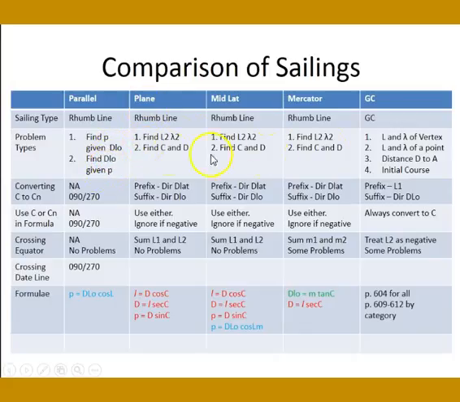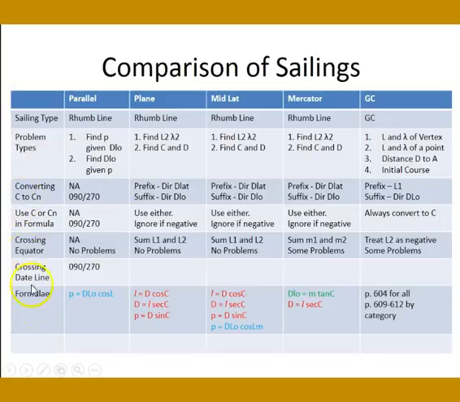For these three sailings, there's only two types of problems. Find the latitude and longitude of arrival, or find the course and distance. So given a departure and a course and distance, find latitude and longitude of arrival, or in this second situation, given a point of departure and a point of arrival, find the course and distance. That's the same for mid-lat and Mercator. Great Circle, there's more kinds of problems. There's actually four kinds of problems. Find the latitude and longitude of the vertex, find the latitude and longitude of some points along the way, find the distance from the point of departure to arrival, or the initial course from the point of departure to arrival.